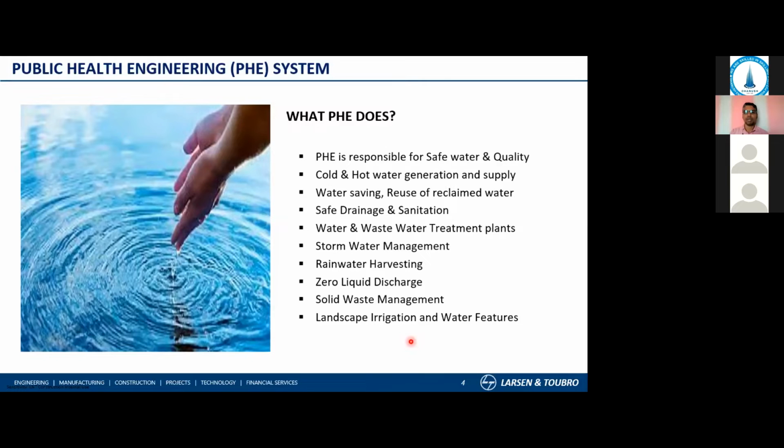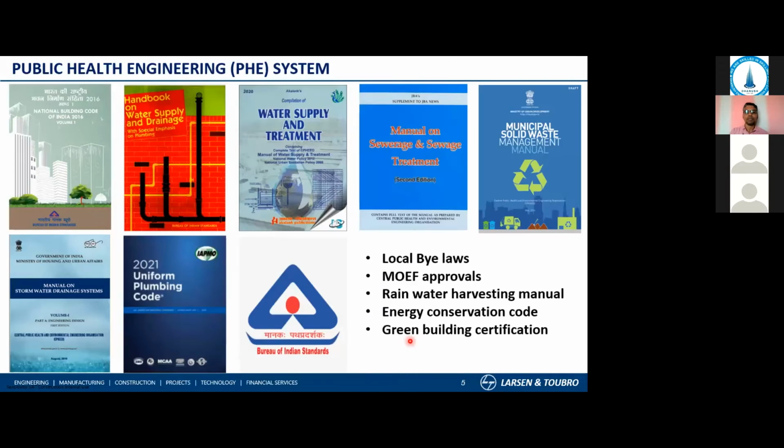And additionally, solid waste management is taken care of under PHE, and then landscape irrigation and other water features, which also come under PHE. This is the normal PHE work, which is normally done in any project.